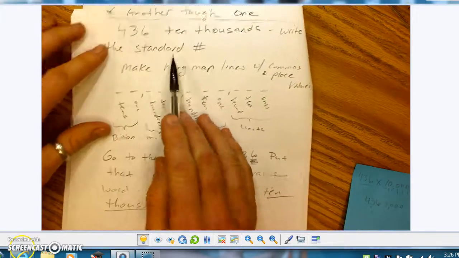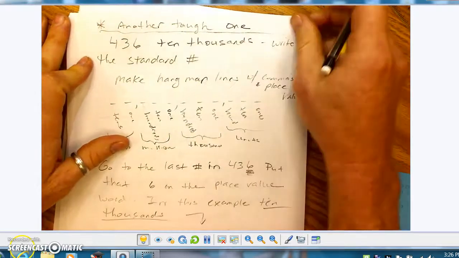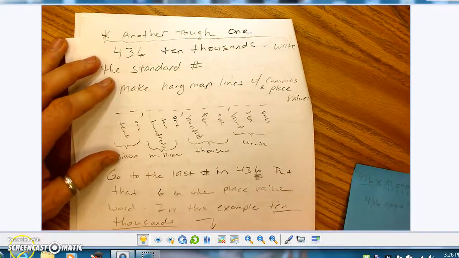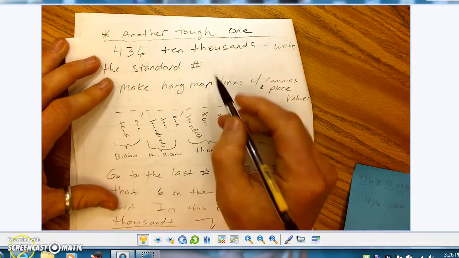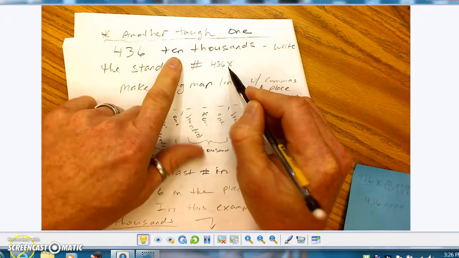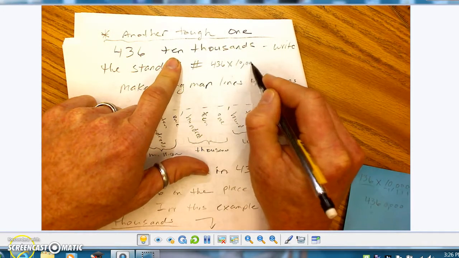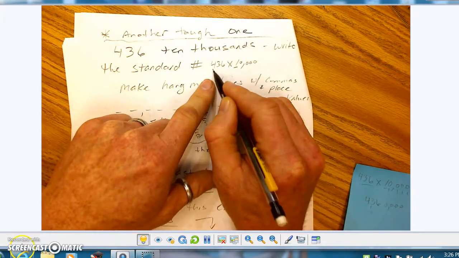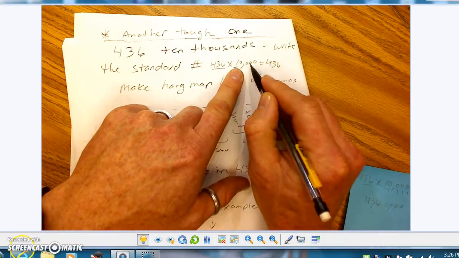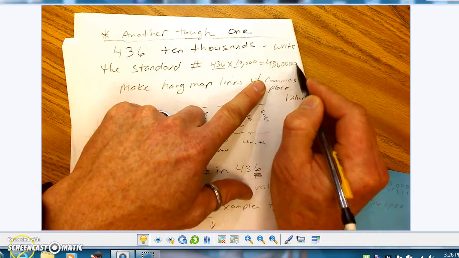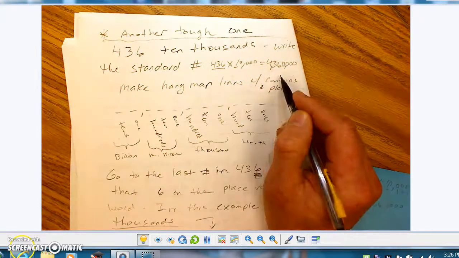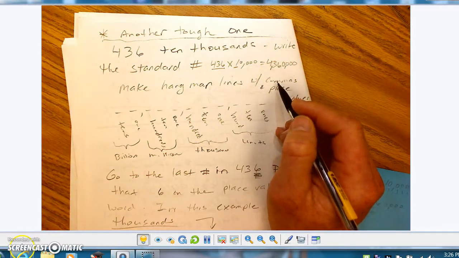Another one, tough one. What is 436 10,000s? And it says write the standard number. So one easy way you could do is just go 436 times 10,000. Now some of you are, there you go, multiply it out. And so you get 436, put all your zeros, 1, 2, 3, 4 zeros, right there. So 4,360,000. Now that's one way.